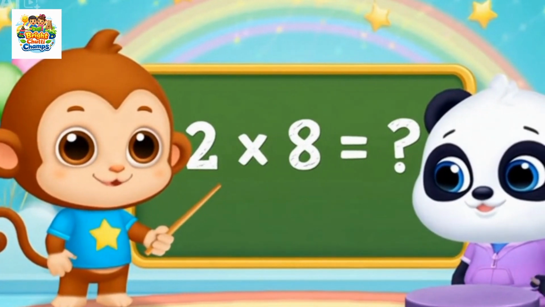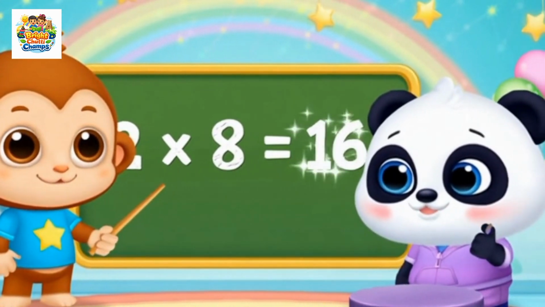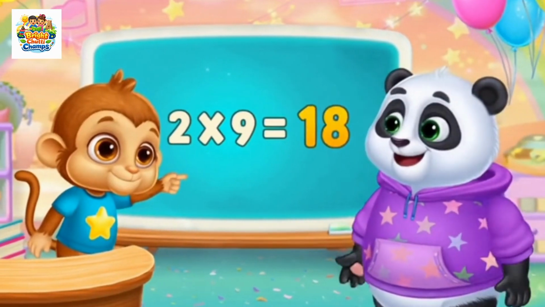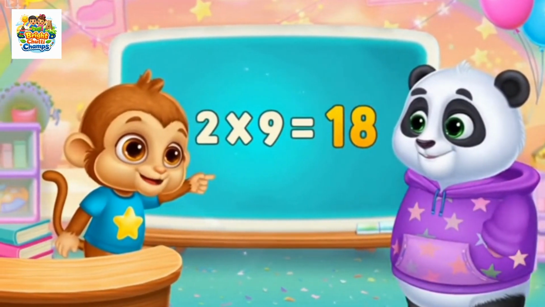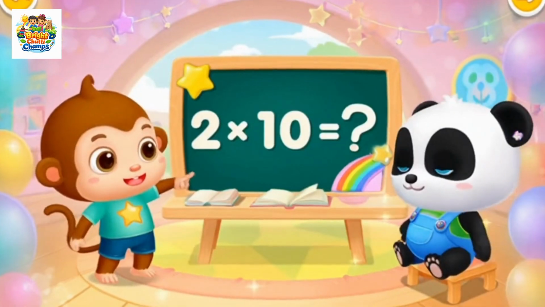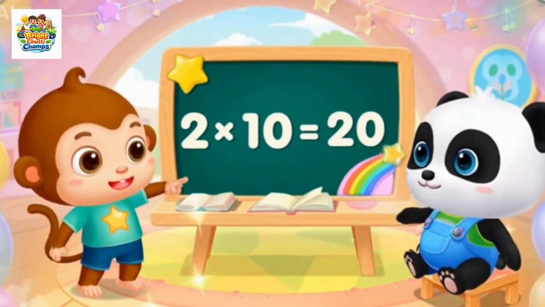Can you guess the answer? 2 times 8 equals 16. Your turn. 2 times 9 equals 18. Final question. 2 times 10 equals 20.